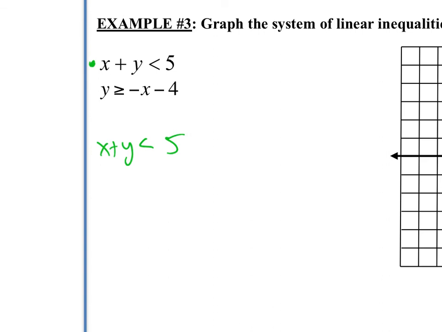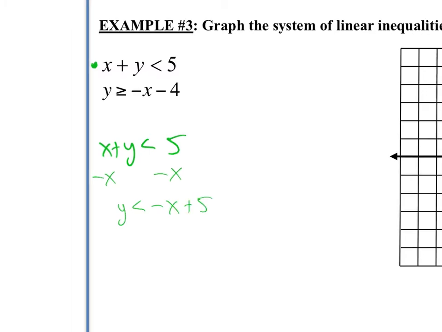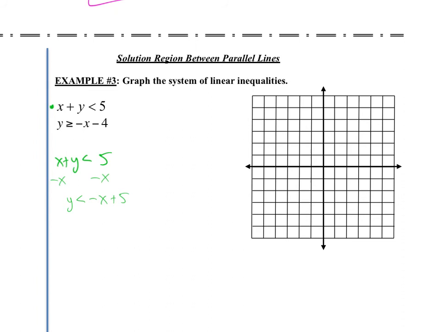So first things first, we need y to be by itself. Is y by itself right now or no? It's not. So how do we get y by itself? Subtract x from both sides. We get y is less than -x plus 5. All right, let's graph this now. Y is less than -x plus 5.